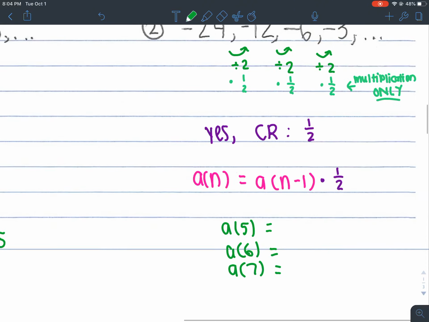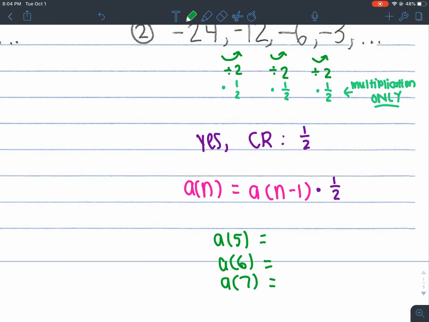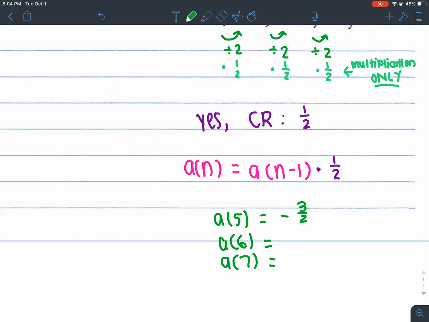So negative 3 times 1/2 is negative 3 over 2. Okay, now I need to find the sixth term. I'm going to take my previous term, which was negative 3 over 2, and divide that by 2.